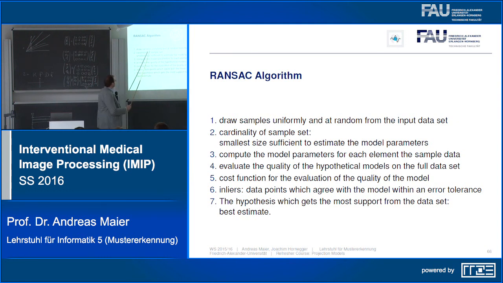So you draw random samples, then you compute the model parameters, you evaluate, you count the number of inliers, and then you repeat until you have found the model with the most inliers. And the hypothesis is the model with the most inliers is the best estimate.